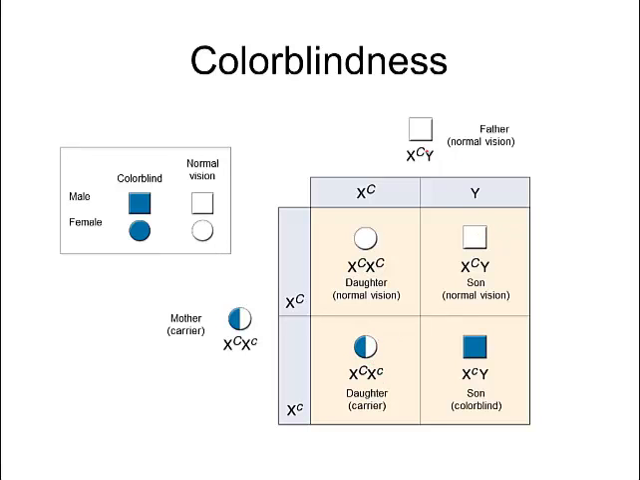Here's the son. He got the Y from dad and the big C from mom, and then here you have a colorblind son. He got that little c from mom. So anytime a boy is getting one of these sex-linked disorders, they're getting it from their mother because that's who they get their X from.